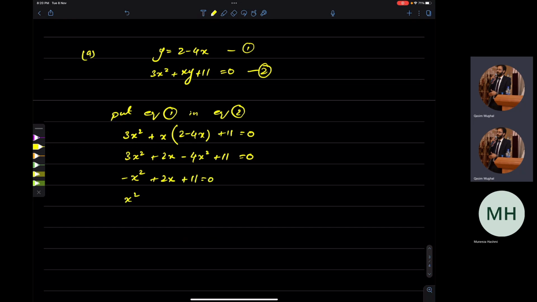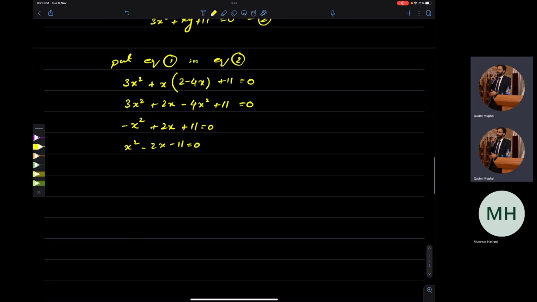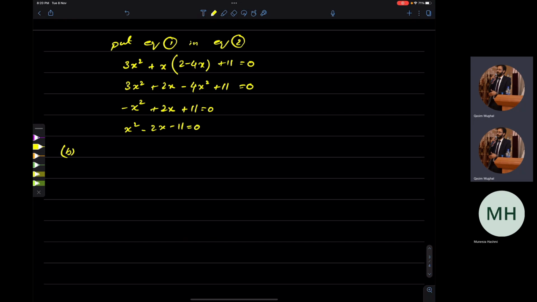And if I multiply the entire equation by minus 1, I'm going to get x squared minus 2x minus 11 equals 0. And that's what the examiner asks. And then from here, part B starts, hence otherwise solve the simultaneous equations. Okay, now from here onwards, I'm going to solve the new quadratic equation which I have obtained in x. And let me see if I can factorize it.